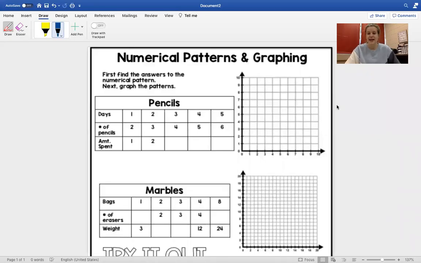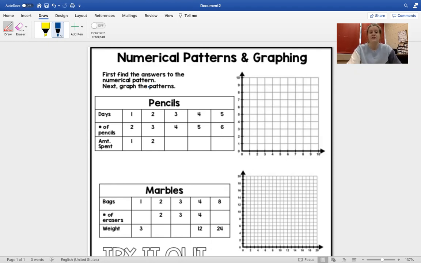Boys and girls, just like I said yesterday, we are continuing on our lesson. Yesterday, we really focused on the numerical patterns. We still need to use those skills today, but we're going to take it a step further and we're going to graph our data that we are solving.